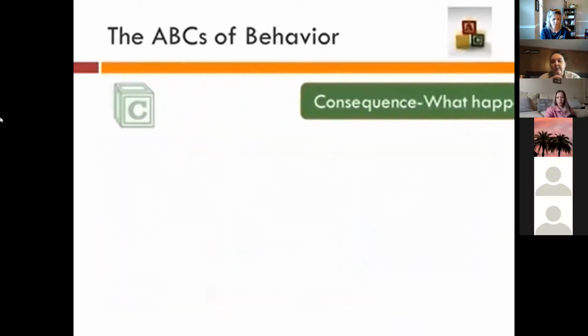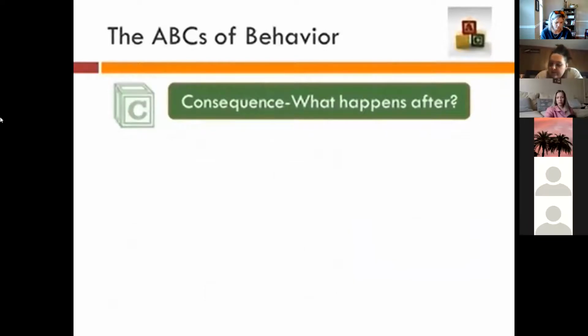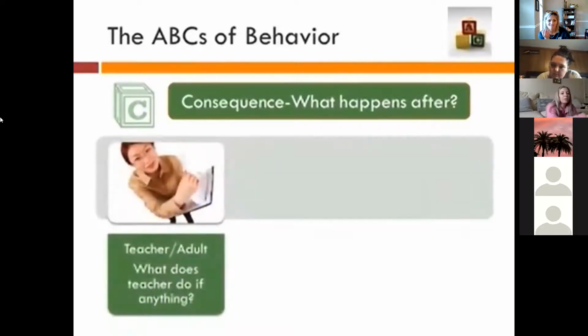The C in ABC stands for consequence. Consequences are what happens after a behavior occurs. When we hear the word consequence, we automatically think of punishment. However, in an ABC analysis, the consequence is actually a response by the person to the behavior. The person's response could be a punishment, but not always. So we need to look for 3 different responses.